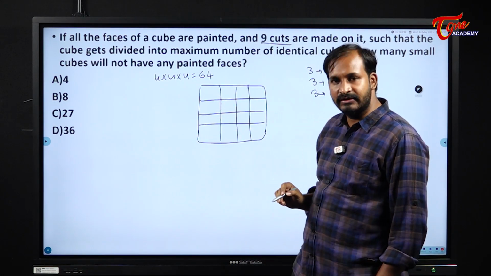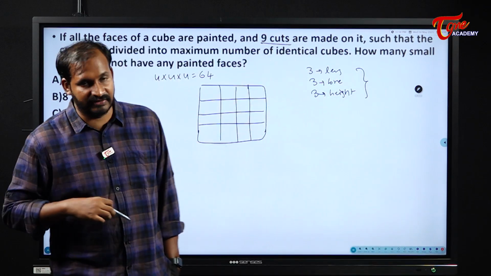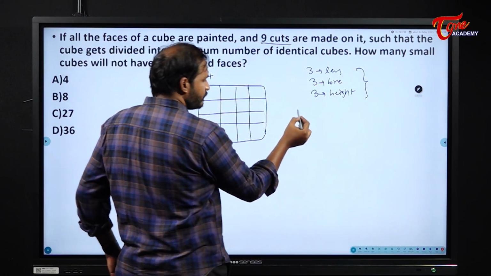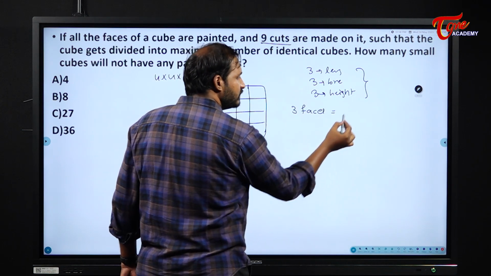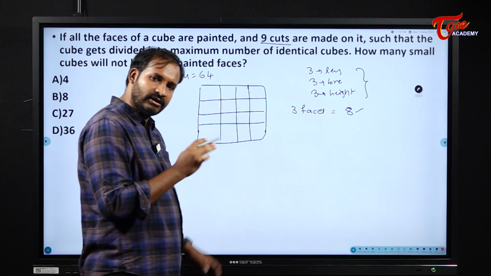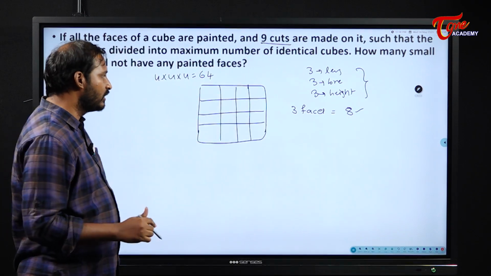So total how many cubes I will get here? Total number of cubes are here how many? 64. Tell me how many with 3 faces paint. How many cubes will have 3? Those are fixed. Already I told you 8. It always remains as 8 only, if you go with the logic also.